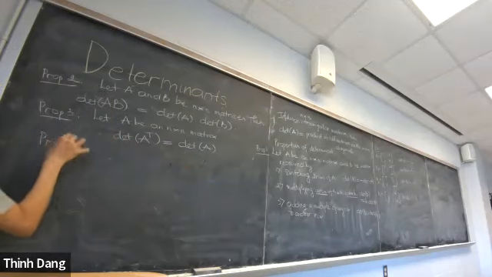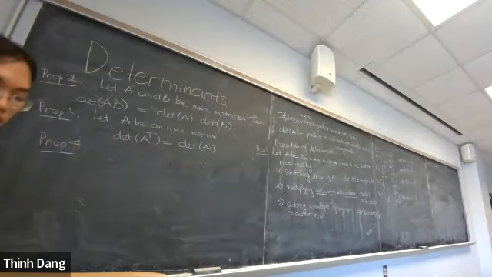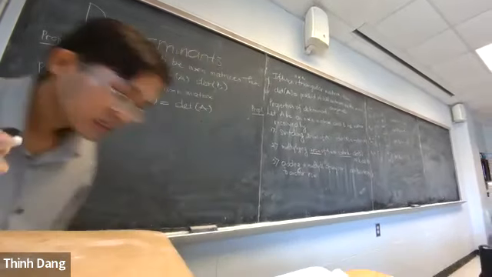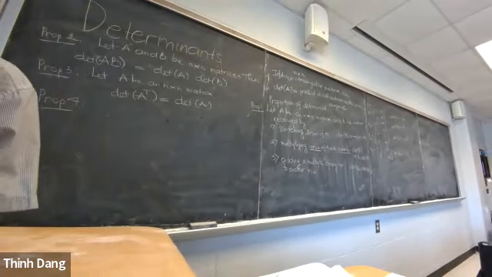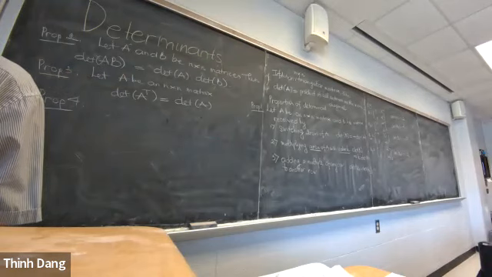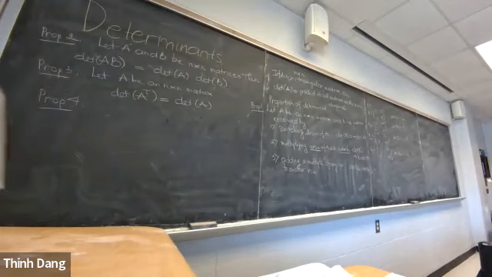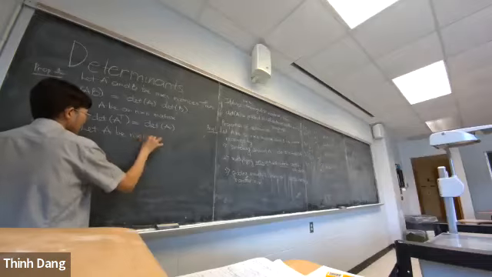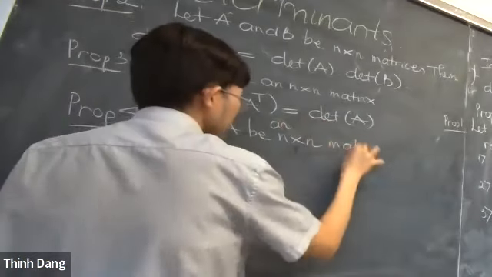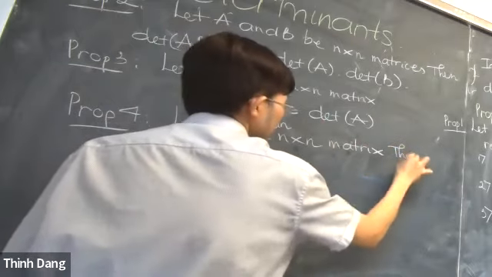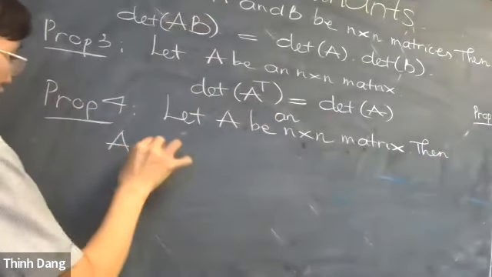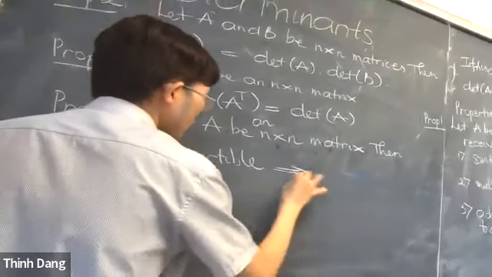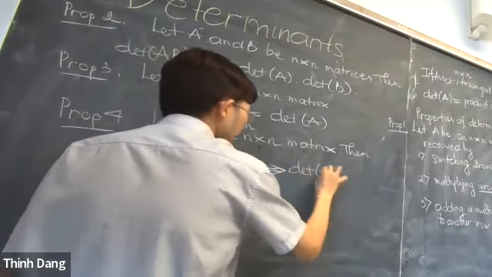And the final property of determinant that we should talk about is the determinant of the inverse. Okay. And this property is probably the most important property of the determinant. Okay, let A be an n by n matrix. Okay, then A is invertible if and only if the determinant of A is non-zero.